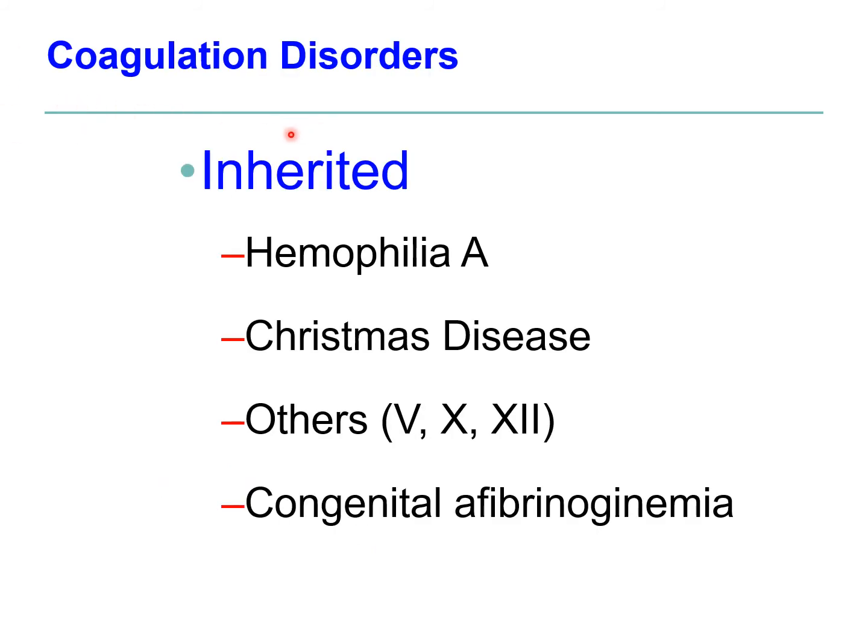Disorders of blood coagulation may be classified as inherited disorders or acquired disorders. The most well-recognized inherited coagulation disorder is Hemophilia A, which is due to the deficiency of factor VIII. Christmas disease, deficiency of factor IX. Other clotting factor deficiencies such as deficiencies of factor 5, 10, 12, and then also deficiency of fibrinogen, referred to as congenital afibrinogenemia.